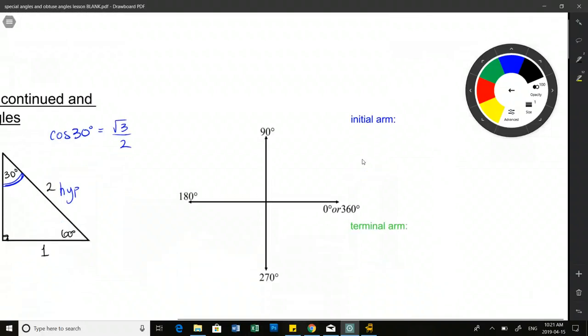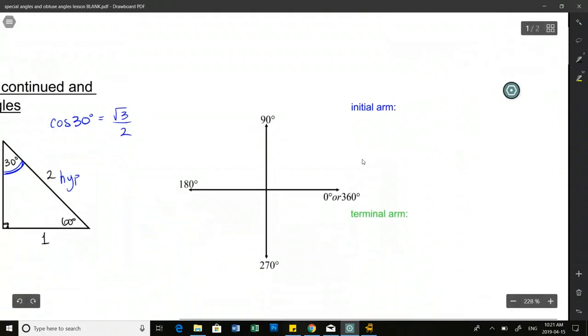Okay, so the first thing that we need to know is the initial arm. The initial arm is where we start measuring angles from. So it's 0 degrees, right? The start, if I haven't rotated at all, then I must be at 0 degrees. And the 0 degree line that we start at, we can consider it to be glued to the positive x-axis. Okay, and the reason we need this is because we measure angles of rotation from this starting point.